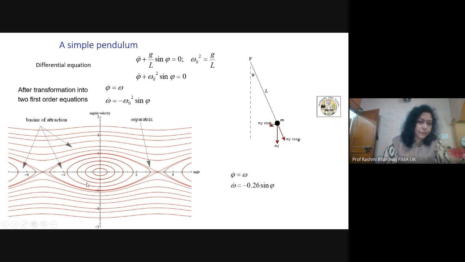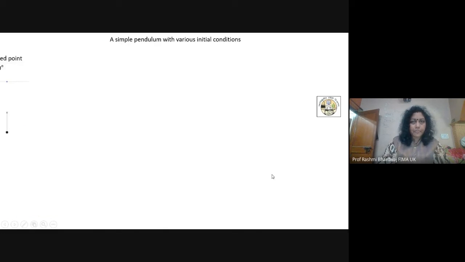Now see that these are the different basins of attraction you are getting. This is the separatrix. These are the different basins of attraction. At different points, you get different behavior. It is a limit cycle. Here, these are exponentially diverging from each other. So these are the different types of structures which you get for this type of pendulum equation.